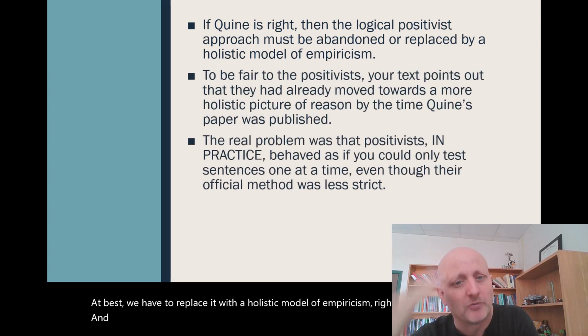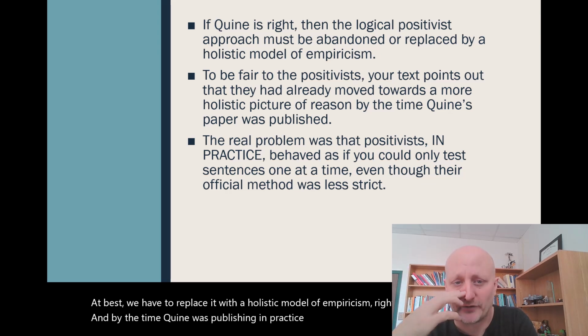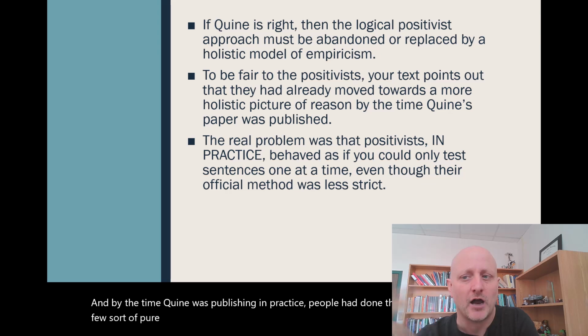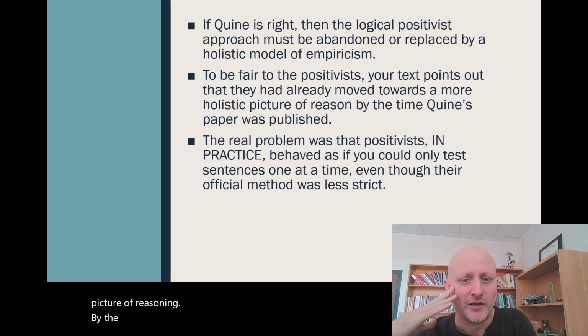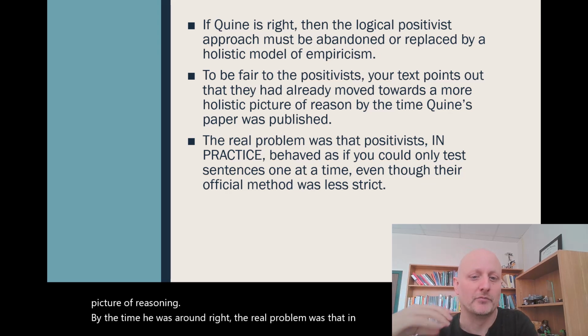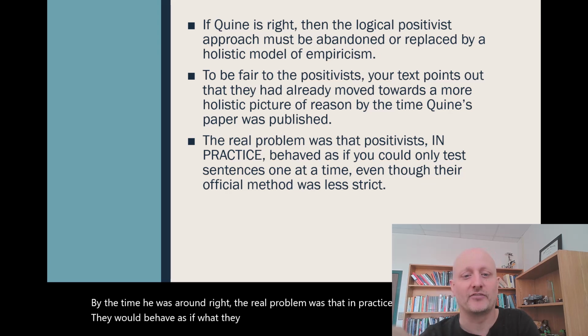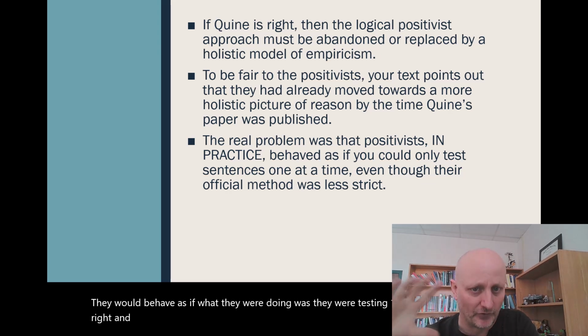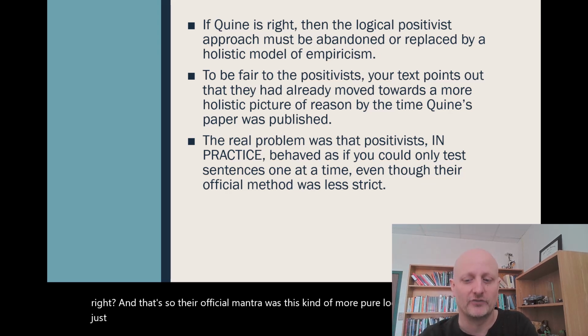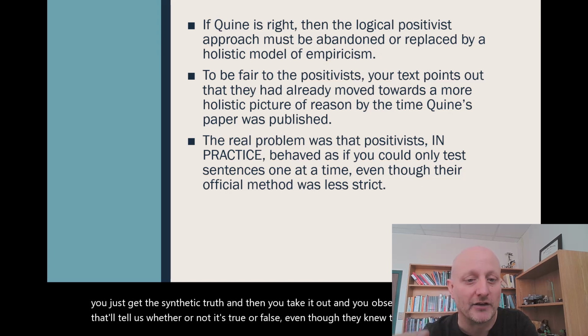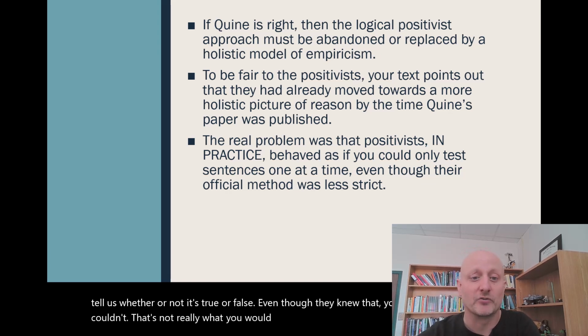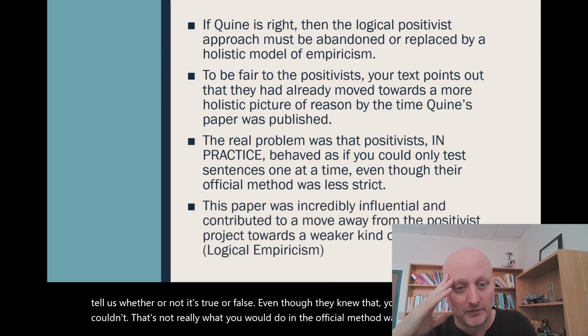And by the time Quine was publishing, in practice, people had done this, right? There's very few pure positivists around at the time. They had moved to a much, much more holistic picture of reasoning by the time he was around. The real problem was that in practice, the positivists would behave as if they were testing one sentence at a time, right? So their official mantra was this kind of more pure logical positivism. Oh, you just get the synthetic truth and then you take it out and you observe something and that'll tell us whether or not it's true or false, even though they knew that, in reality, that's not really what you would do, and the official method was much less strict, right?